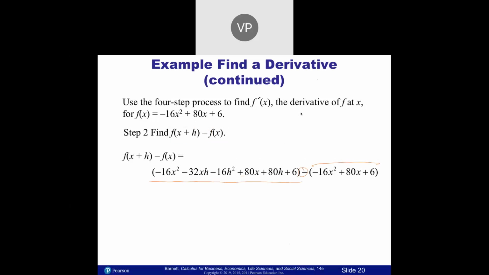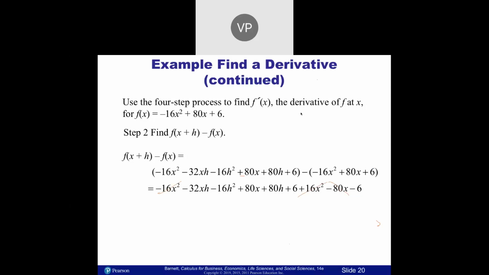Okay, so the first one we don't really need a parenthesis, so we just simplify it. We drop that parenthesis. We distribute the negative through here. And this is why it's a plus 16x squared, a minus 80x, and a minus 6. And then we combine similar terms. And what's going to happen almost always is that you're going to get terms that cancel off. So the 16x squared is going to cancel with the negative 16x squared.